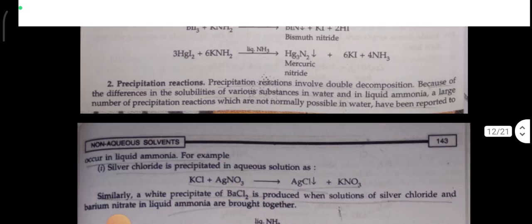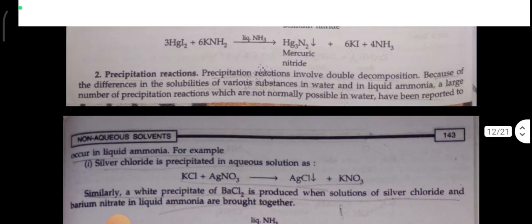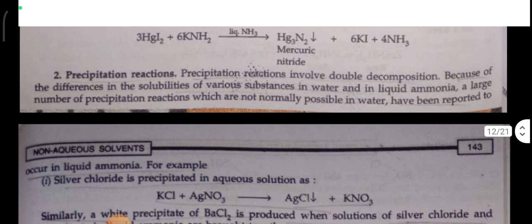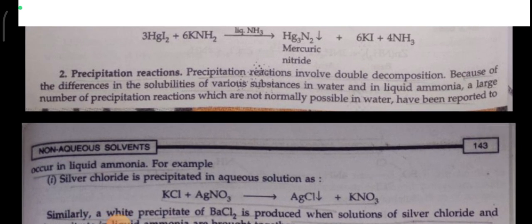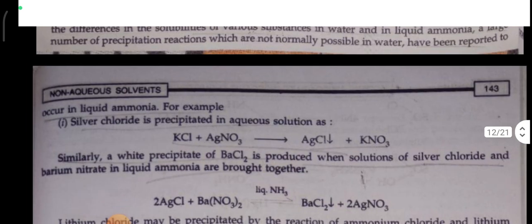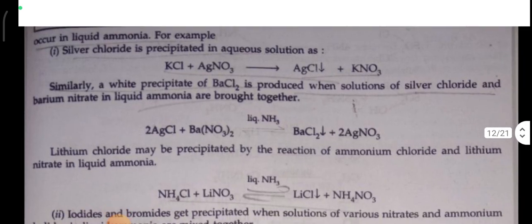Precipitation reactions. Precipitation reactions involve double decomposition because of the difference in solubility of various substances in water and in liquid ammonia. A large number of precipitation reactions which are not normally possible in water have been reported to occur in liquid ammonia. Silver chloride is precipitated in aqueous solution.